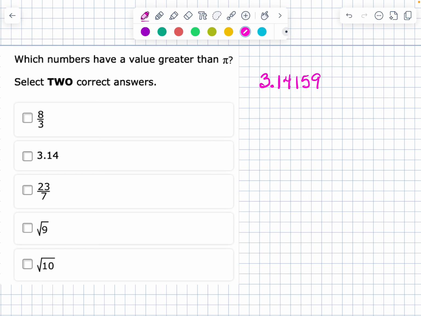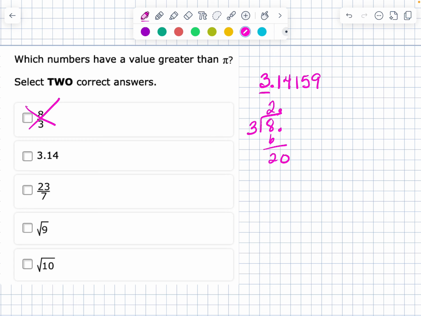So we have 8 over 3. Now you could enter this in the calculator, but it's just not very difficult to do by hand. So 3 goes into 8 2 times. 3 times 2 is 6. And actually I'm done at that point because it's 2 point something and pi is 3 point something. So this is too small. That is less than pi.